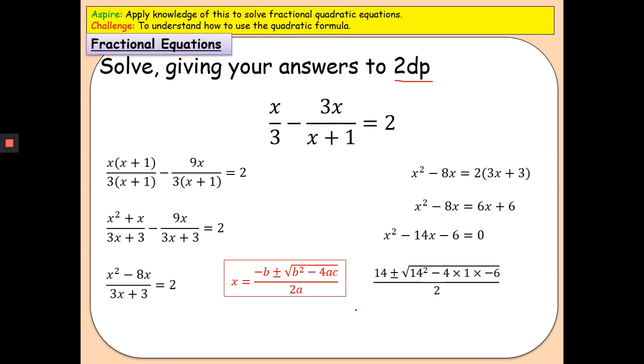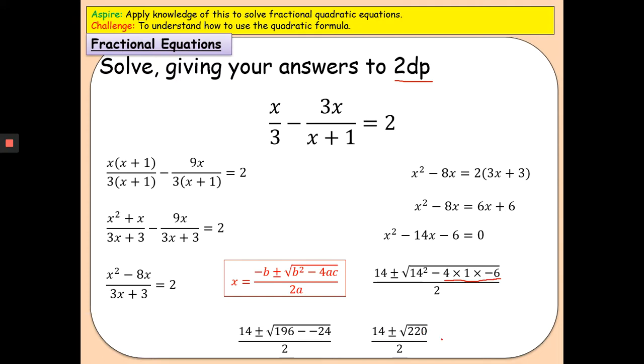Before I put anything into my calculator, I'm just going to simplify the part under the square root first. So I know that 14 squared is 196, but you can use your calculator to help you. So I write 14 plus or minus root 196, and then I'm just going to work out what this bit here is, I'm underlining. So 4 times 1 is 4, times minus 6 is minus 24. So I'm going to end up with 196 minus 24. Remember, when you've got a minus and a minus, it makes positive. So we're going to add these together. So I'm going to have 14 plus or minus root 220 over 2.